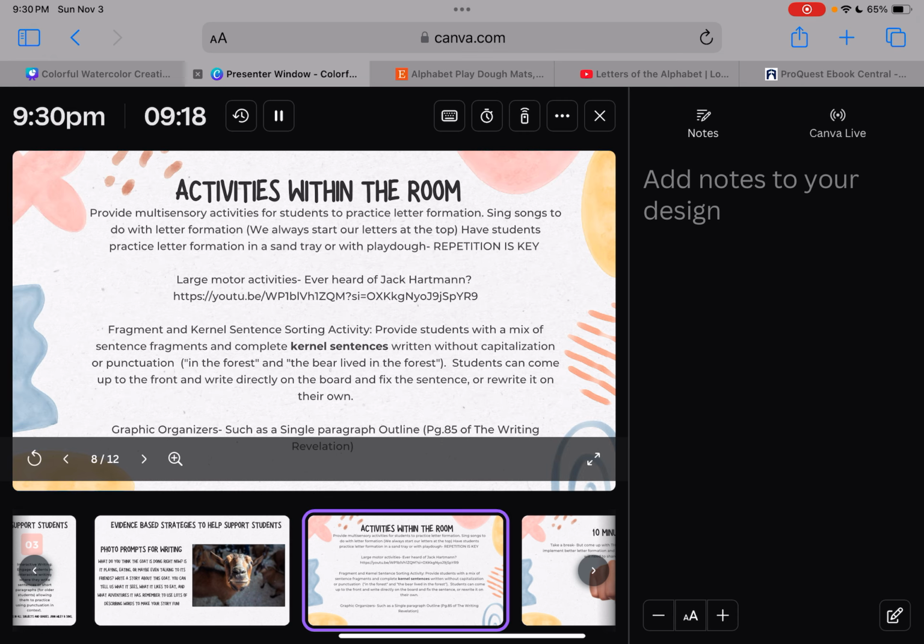Let's move on. Activities within the classroom. Again, you're going to really want to provide multi-sensory activities to the students to practice their letter formation. I like to do a lot of songs. We always start our letters at the top. Again, this is going to be geared more toward younger students. You're going to have them practice letter formation in a sand tray, writing their letters out, or using that Play-Doh that I mentioned earlier. Repetition is key. The more those students are practicing letters, the better.